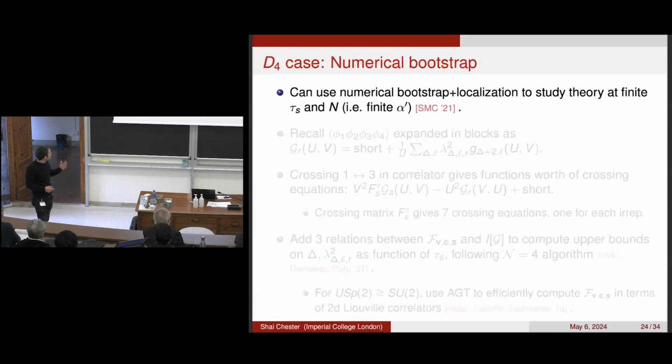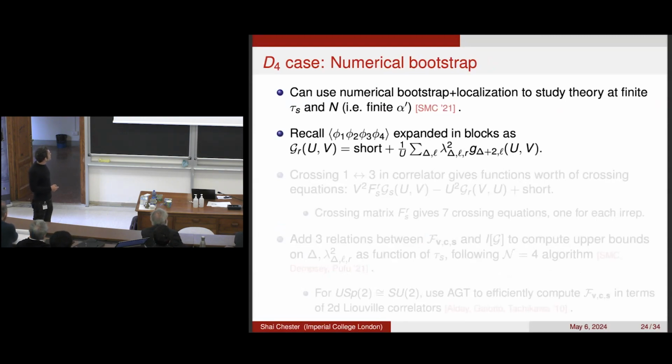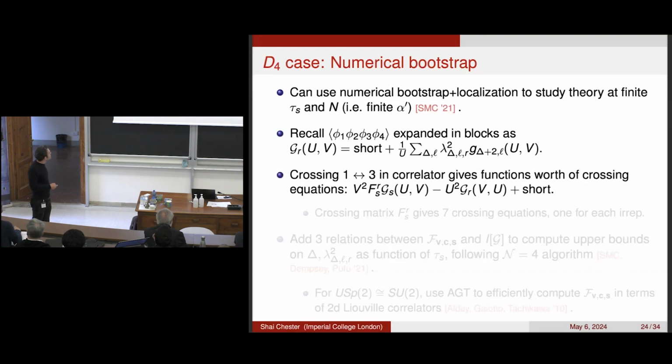So now moving on to finite N, we're going to use numerical bootstrap. The idea of numerical bootstrap is that we take our four-point function and we expand it in conformal blocks, which is something you can do kinematically. And so then all the interesting non-trivial information is the coefficients of these conformal blocks, which are called the OPE coefficients lambda, as well as the scaling dimensions delta of these conformal blocks.